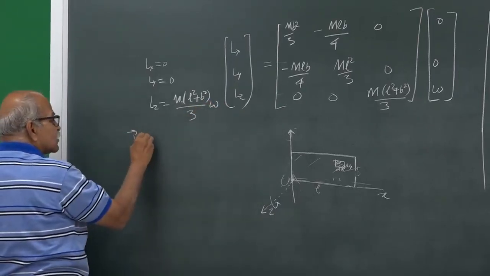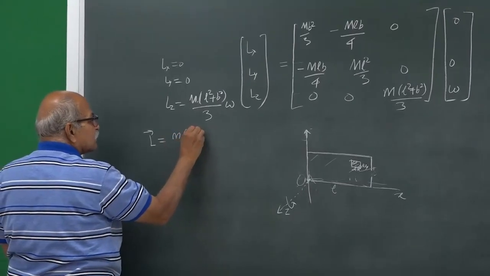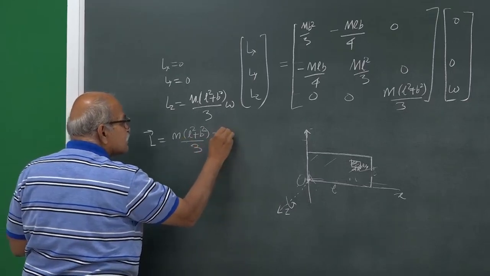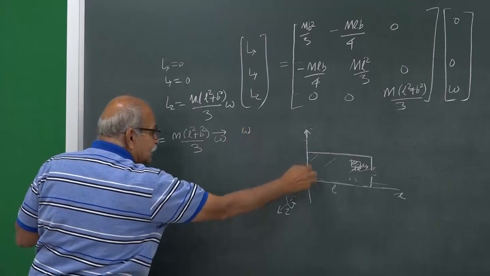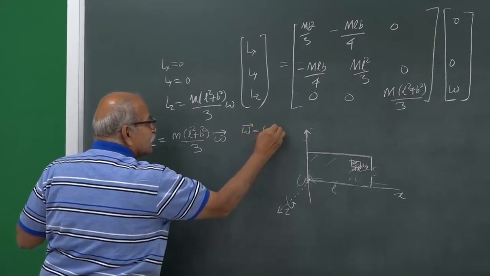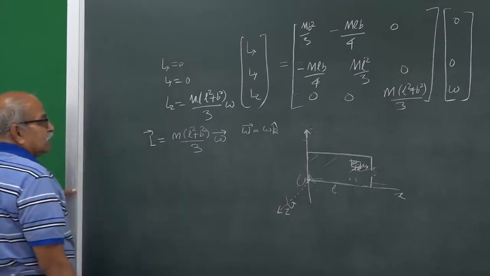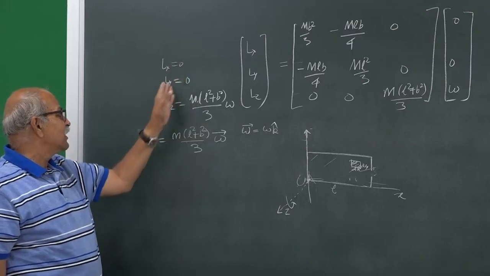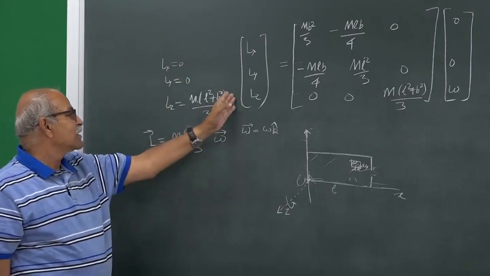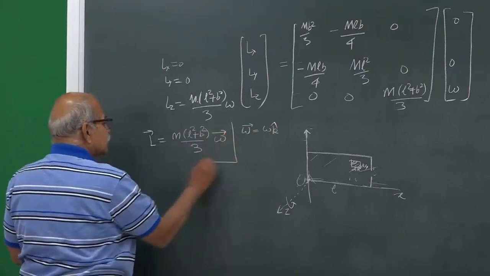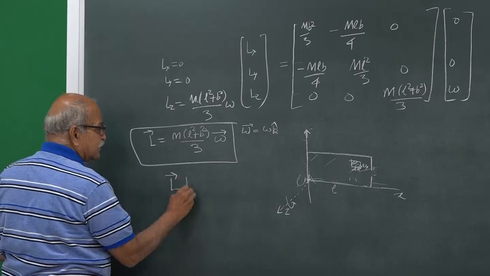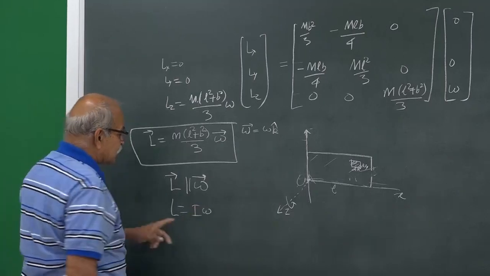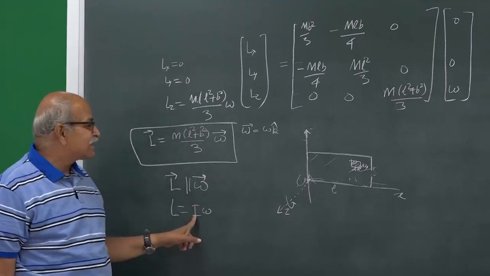So, Lz is m (L square plus b square) by 3 times omega, because your omega is only in the z direction. So, the omega vector is omega k cap, and Lx is 0, Ly is 0. So, Lz k cap and omega k cap gives the omega vector. So, you have this relation. Yes, L is parallel to omega and the magnitude L is equal to I omega. That is simple class 11 moment of inertia.